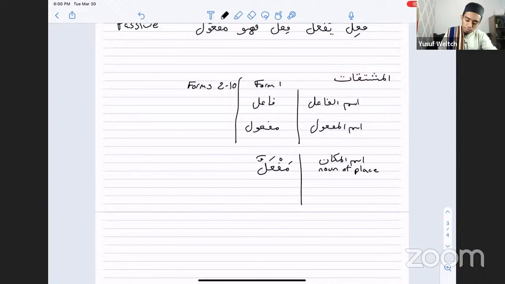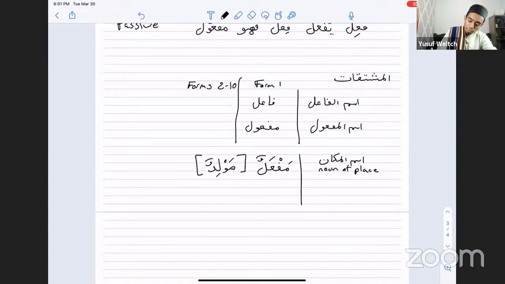Maf'alun means the place, and it also could mean the time. So when you say, for instance, mawlid, the mawlid could be the place where someone is born, or the time when someone is born. Commemorating the time of the Prophet's birth is the mawlid, or the place would be Mecca. So ism makan. These are the most important ones.